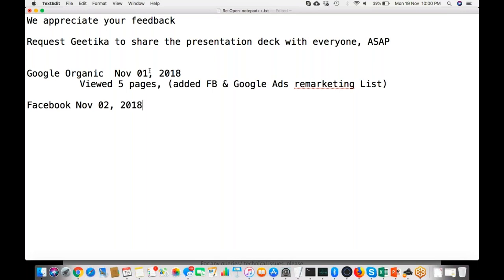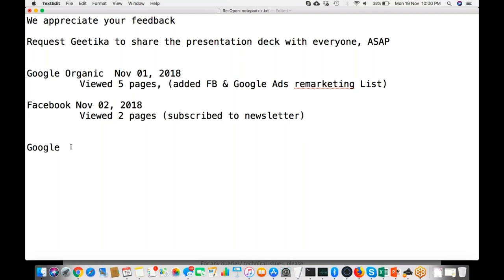Clicked on that ad, landed on the website, and let's say viewed 2 pages, subscribed to email. So let me write it, subscribe to newsletter. And this user then saw a banner ad on the Google Display Network. So what is the Google Display Network? It is the collection of those websites that have the provision to show Google's ads.